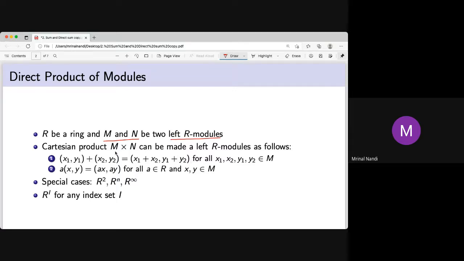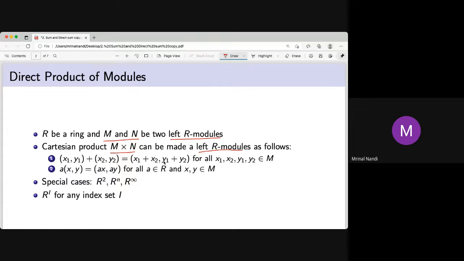Now we know this Cartesian product M cross N. Because M and N are two sets, M cross N is again a set. It's a Cartesian product. It can be made a left R module. How can we make it a left R module? First we have to define the addition, because we need a commutative group. So the addition is in the natural way: (x1, y1) plus (x2, y2).